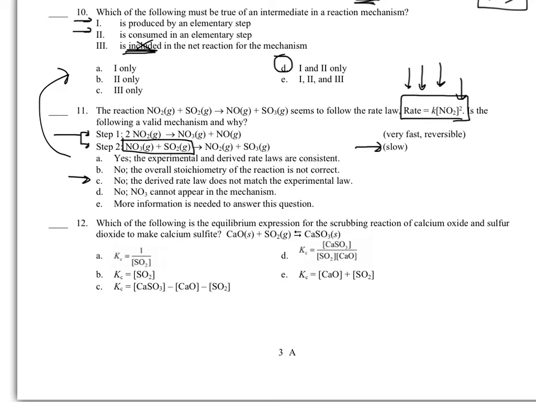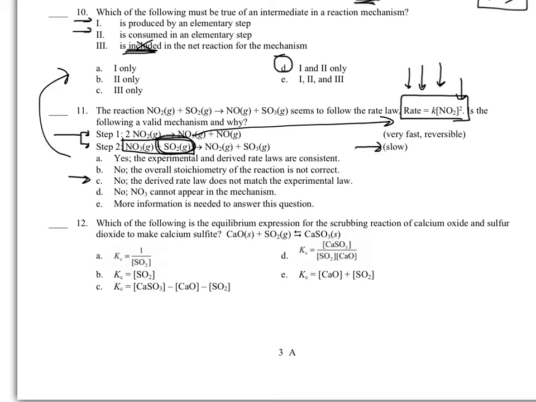The reason it's wrong is because this, which is not an intermediate, does not appear in the rate law. And since sulfur dioxide is not in the rate law, that is not a valid mechanism. The derived rate law does not match the experimental rate law.